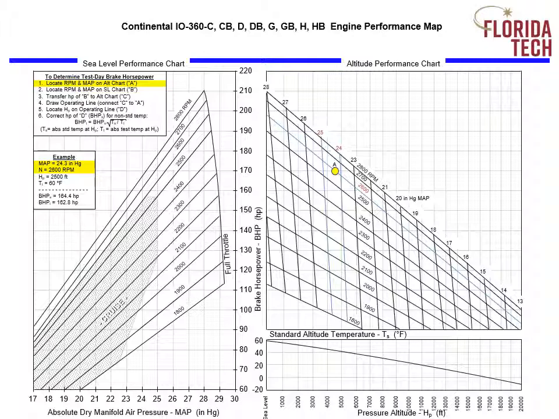For our example, manifold pressure is 24.3 inches of mercury, and the RPM was 2600. You can see on the right-hand chart that I've put the 24 and 25 inches of manifold pressure in red, and so you can see where 24.3 would be. And I've also put the 2600 RPM line in red. So you find where the RPM and manifold pressure intersect and mark that point on the right chart with the letter A.